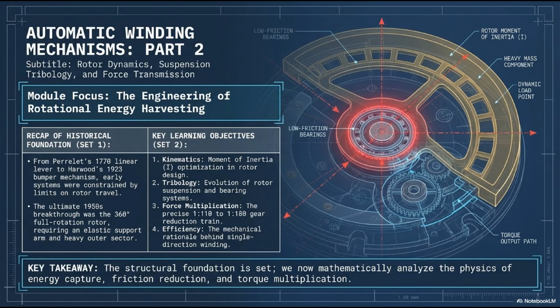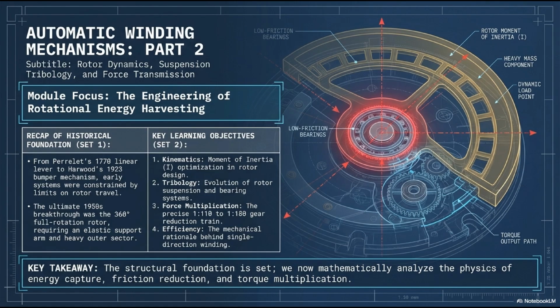Welcome to Part 2 of our module on automatic winding mechanisms. Having established the history and the physical anatomy of the rotor, we are now going to shift our focus entirely to the deep engineering and physics of rotational energy harvesting. This module focuses on 4 key learning objectives. First, kinematics. We will dissect the mathematical optimization of the moment of inertia, or I, in rotor design, and see how shape dictates power. Second, tribology.